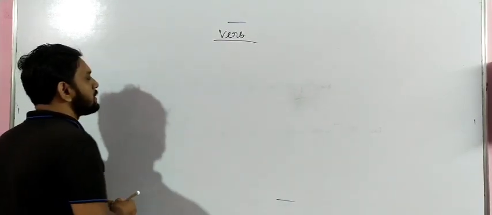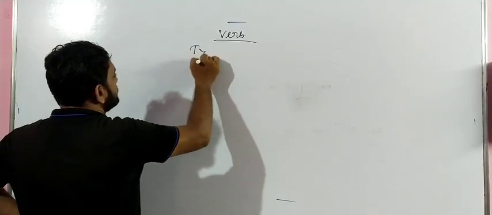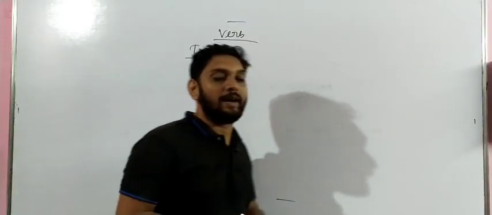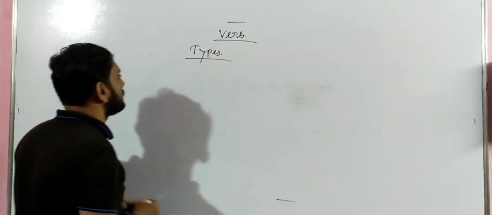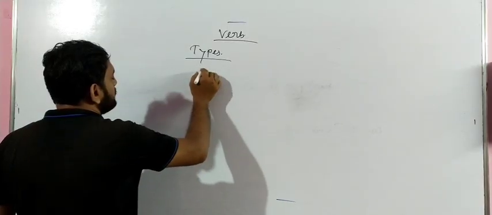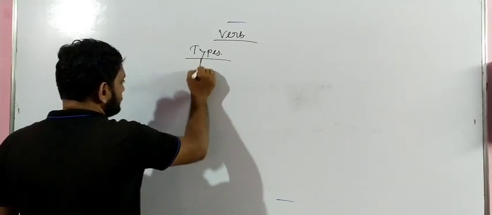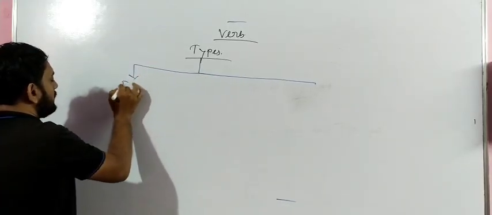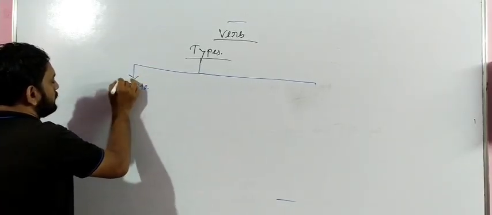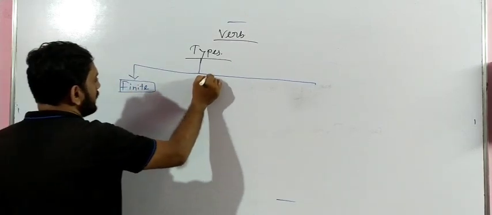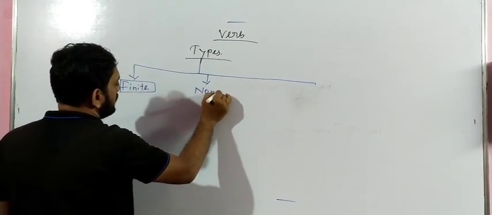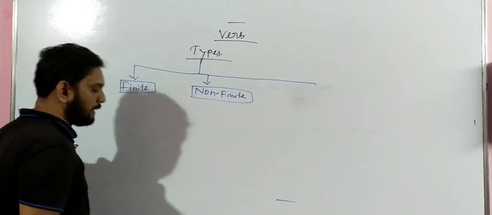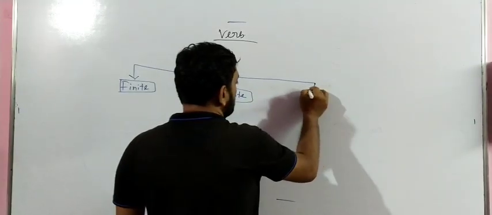Now today we need to understand the types. What, my friend? Types of verb. Please write it down. Verb has been divided in different ways. So now let me tell you the types. You can make it this way. Write down finite, second one is non-finite, and third one is helping verb.